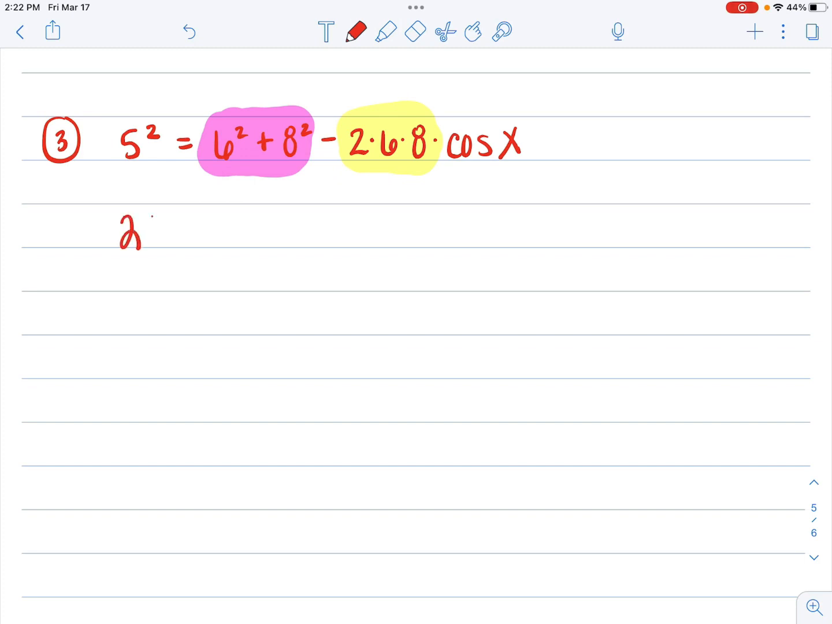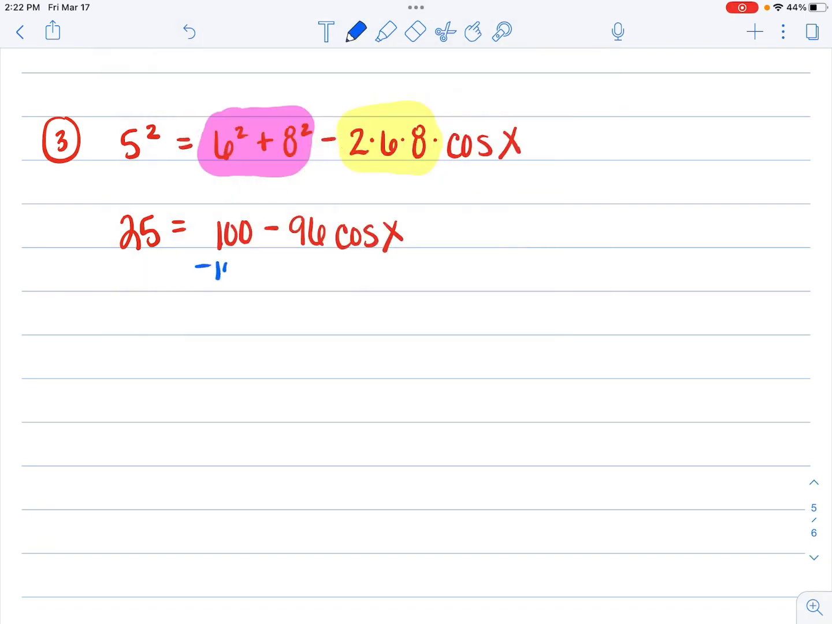Of course, 5 squared is 25. 6 squared plus 8 squared, I should be able to do in my head, but I don't trust myself today. So that is 100. Okay, I figured. I knew that, but my brain decided it was going to not work today. And minus 96, and then the cosine of x. Okay, again, it's really important that you do those separately and don't try to combine them, because that 96 is connected to the cosine. Those are unlike terms.